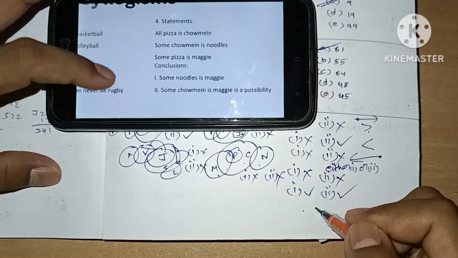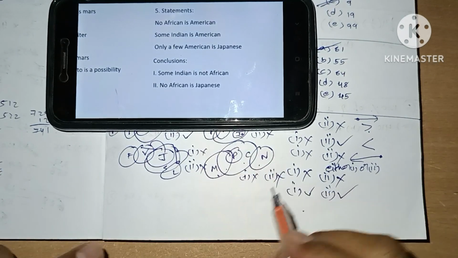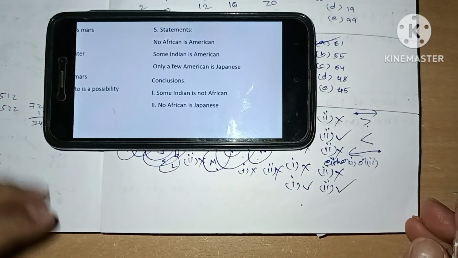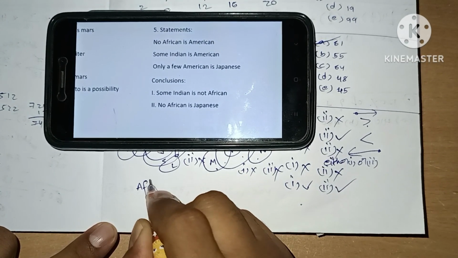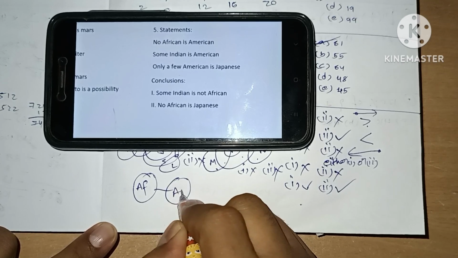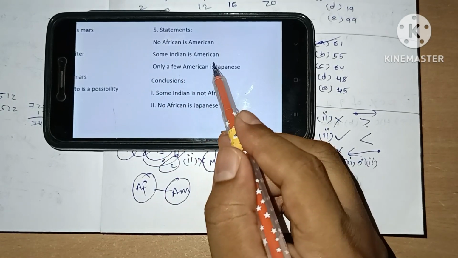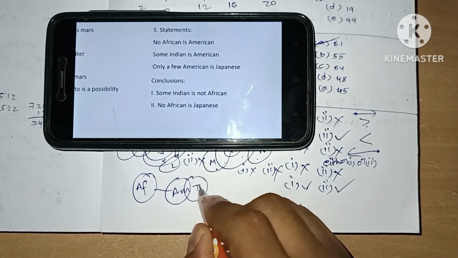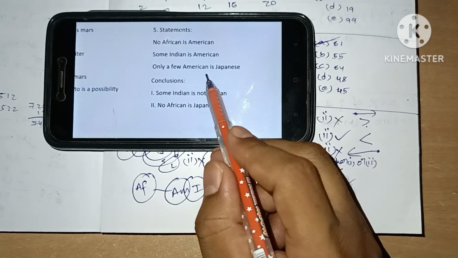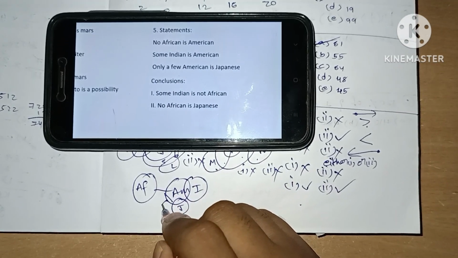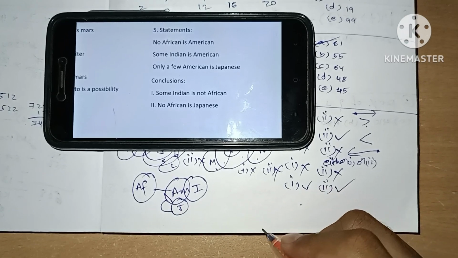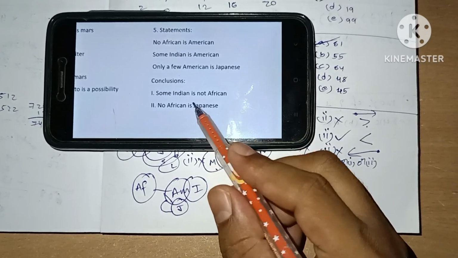Now question number 5. No African is American. Some Indian is American. Only a few American is Japanese. Okay, let's see the conclusions that are asked.